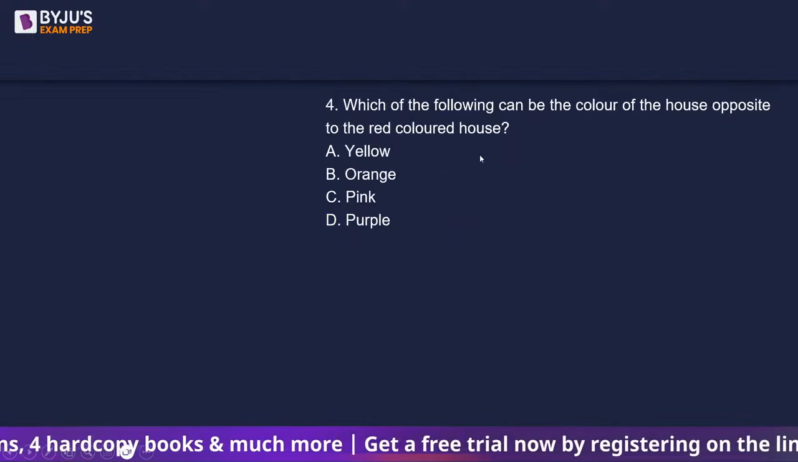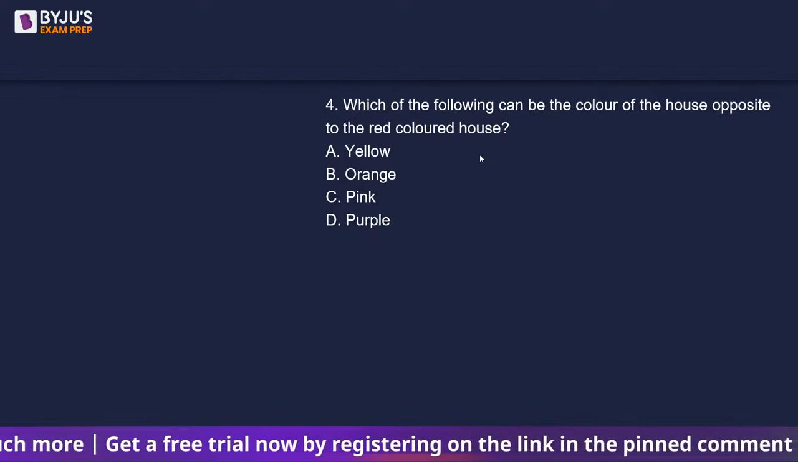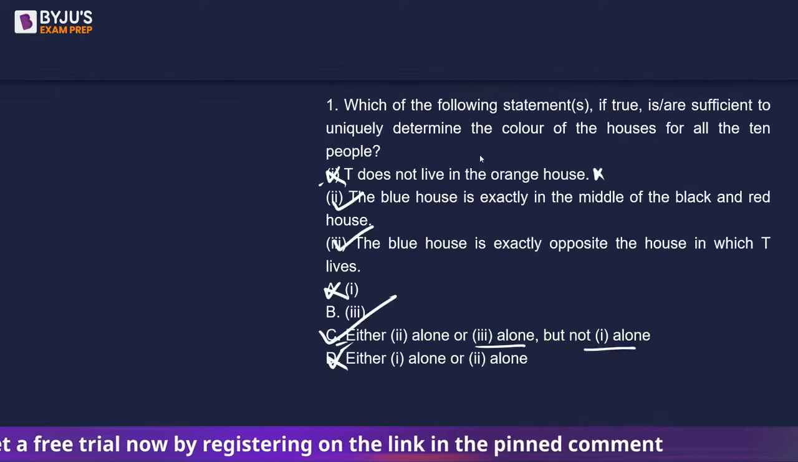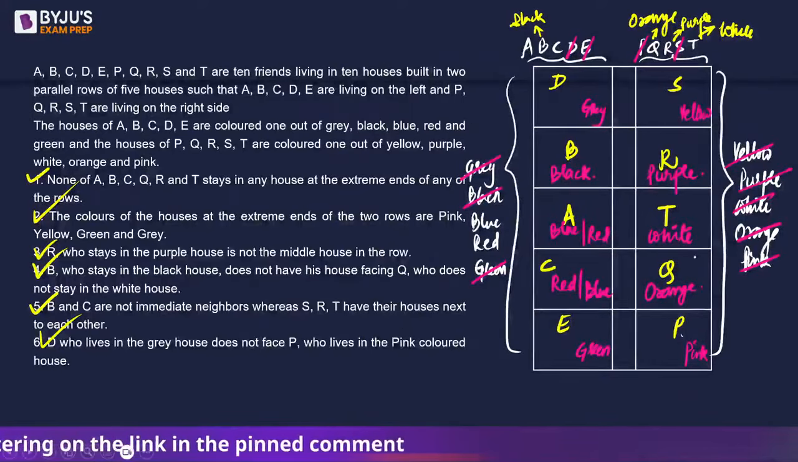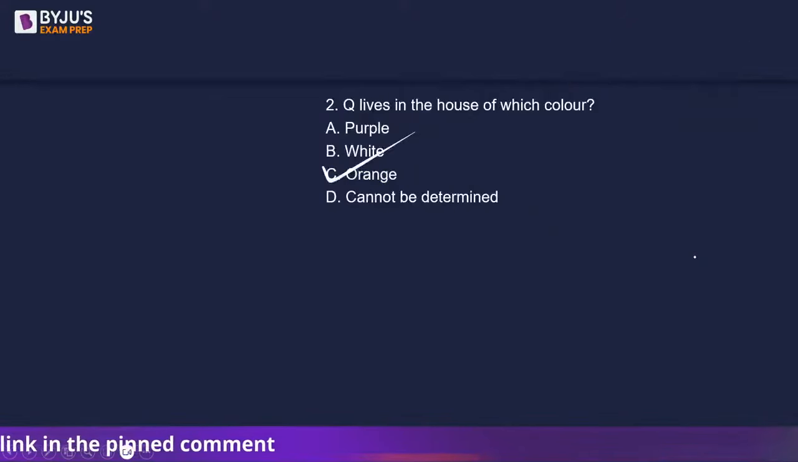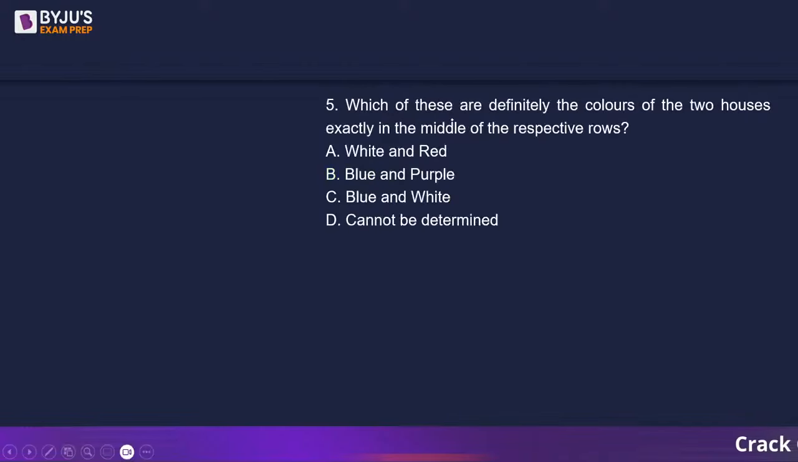Okay. Fourth, which of the following can be the color of the house opposite to the red colored house? So red colored house can be A or C. उसके opposite white या orange ही हो सकता है, right? So the answer is going to be white or orange. White is not there, orange is there, so orange will be the answer.